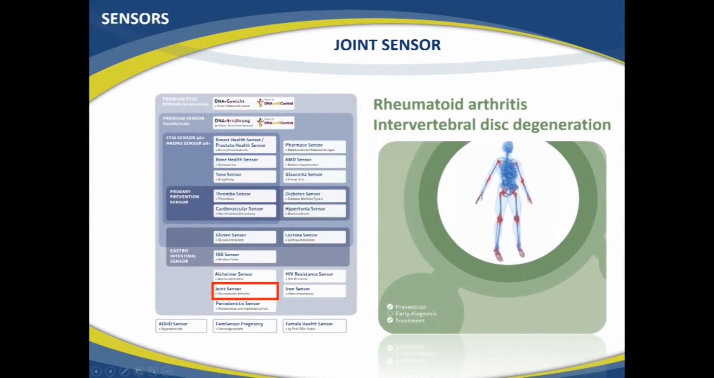Chapter 52, Inflammatory Joint Diseases and Genetics. This is specific training for rheumatoid arthritis, specifically the Joint Sensor genetic test. You will find this test here in our portfolio. And as you can see here, it's meant for prevention and treatment.